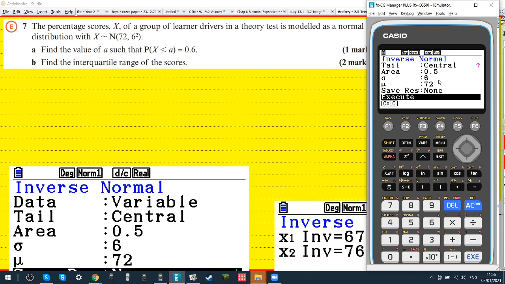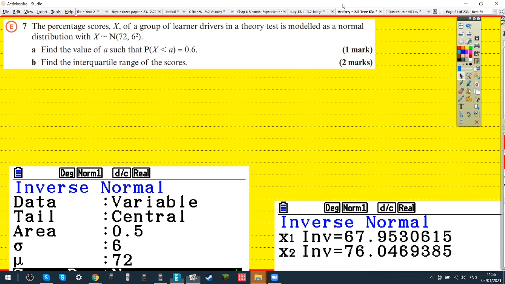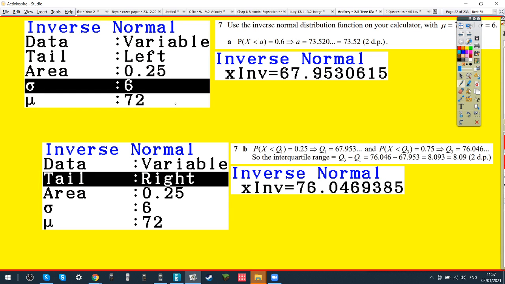Are both answers acceptable? Are those two different answers, or no? So if the actual answer is going to be 76.0469 take away 67.953, right? Okay. And that's the interquartile range. Yeah. Okay. And so it turns out it was 8.09.